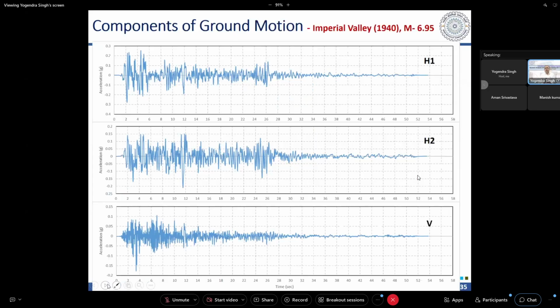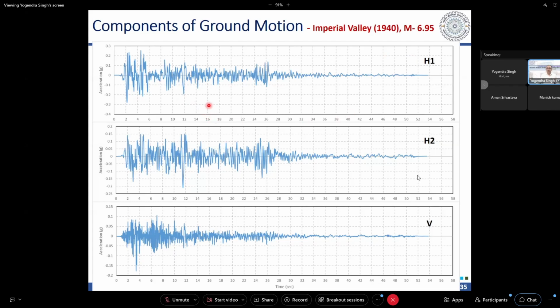Now, coming to the ground motions. This was about response spectrum. We can obtain response spectrum either from the code, like we have done, or we can perform a site-specific study also, where we can get a site-specific response spectrum. But finally, we have to choose the ground motions.